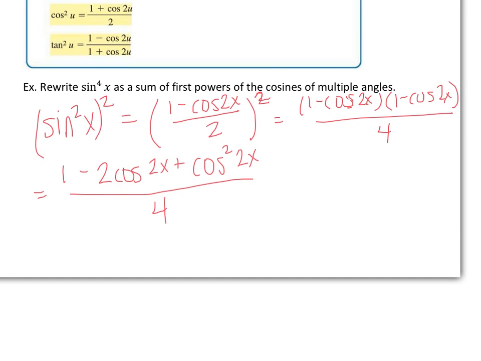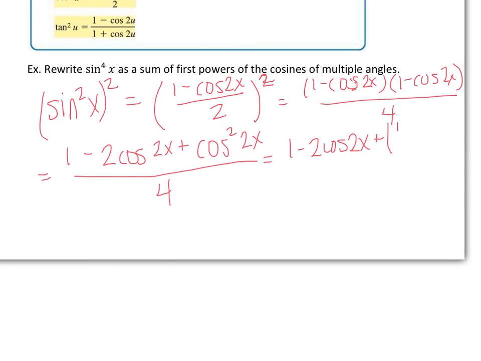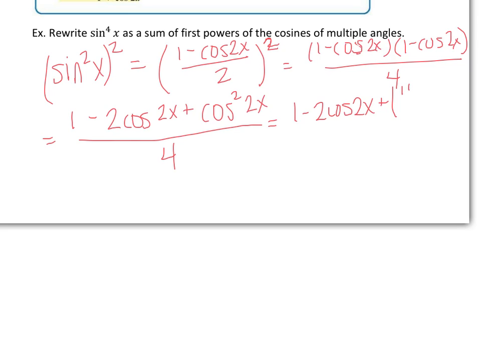Okay. So now this is going to equal 1 minus 2 cosine 2x plus. Here's where I'm substituting in. When I substitute this in, 1 plus cosine 2u, which is doubling our angle. Well, since we're doubling 2x, this is going to become cosine 4x over 2. And this is still over 4.